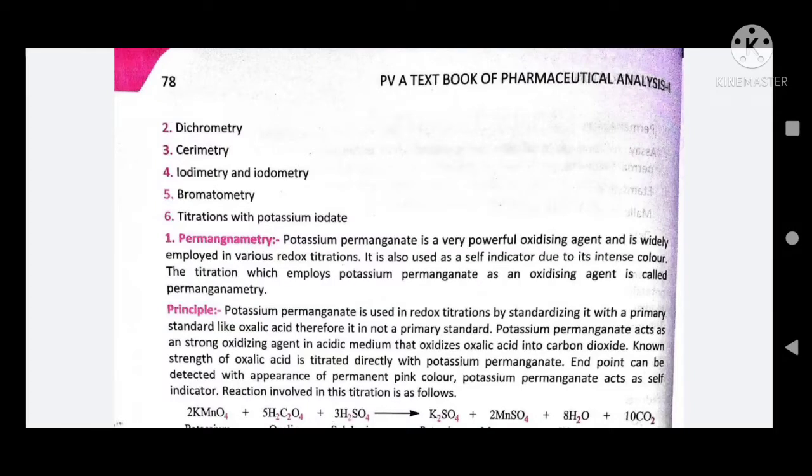Due to its intense color, it is used as a self indicator. Remember one thing, in permagnometry titration we are not using any type of indicator, because KMnO4 itself is an indicator. The titration which employs potassium permanganate as an oxidizing agent is known as permagnometry. Okay, this point you get it. Very simple. First you write it's a very powerful oxidizing agent, then you write it acts as a self indicator because of its intense color, then you write the definition: the titration which employs KMnO4 as its oxidizing agent is known as permagnometry.